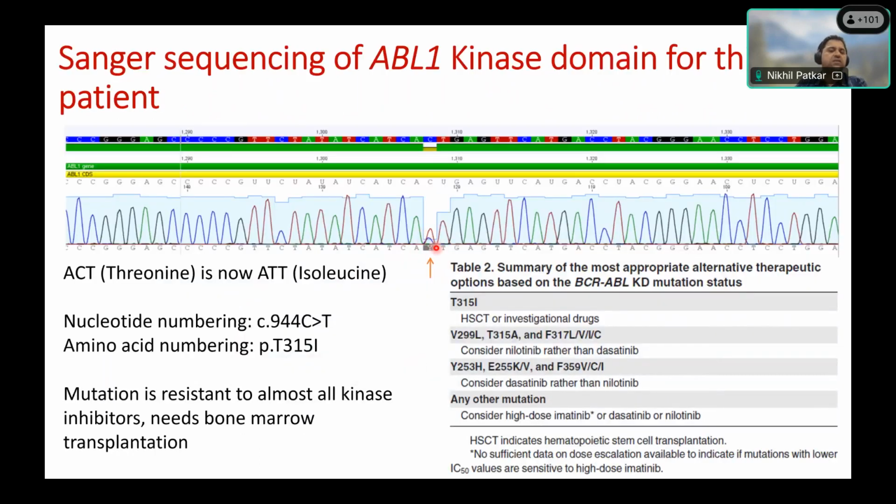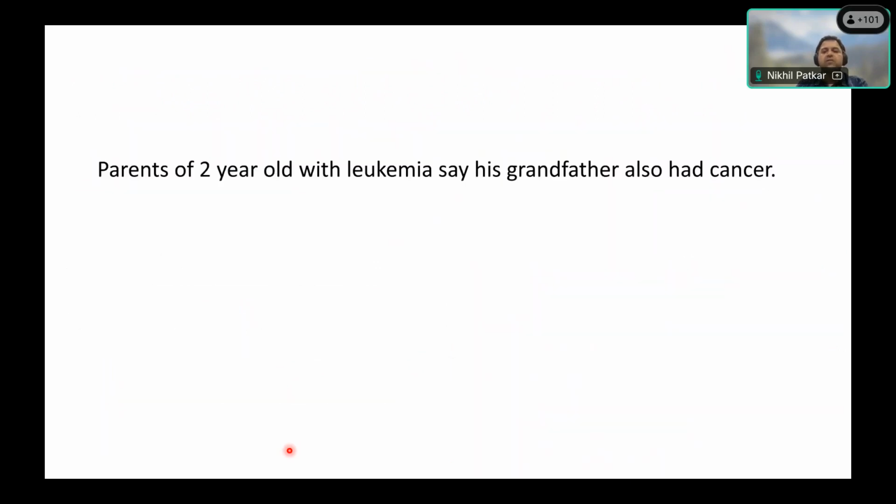Earlier, we used to do Sanger sequencing, but now we do next generation sequencing for this. And this particular patient example here has the T315I mutation. This patient is resistant to all kinase inhibitors and now needs bone marrow transplantation.